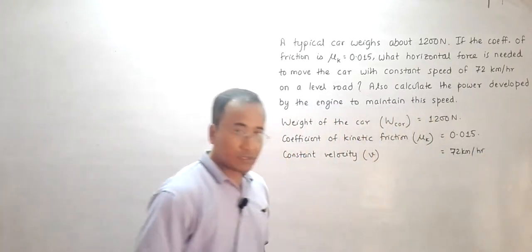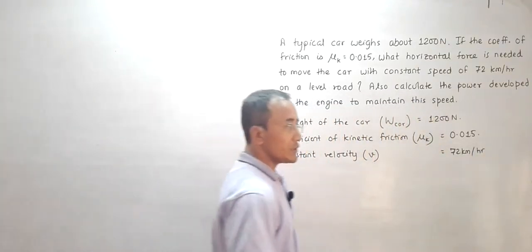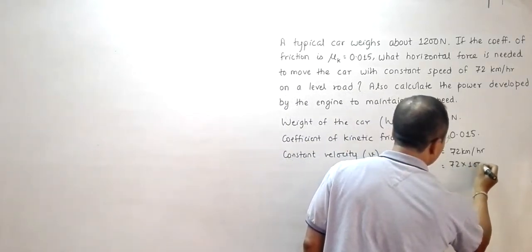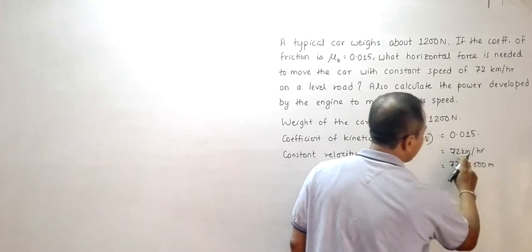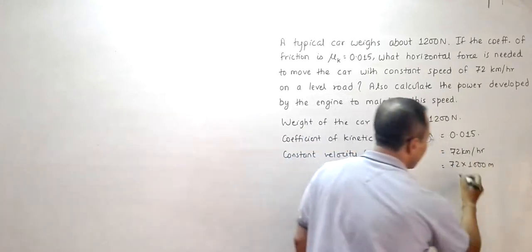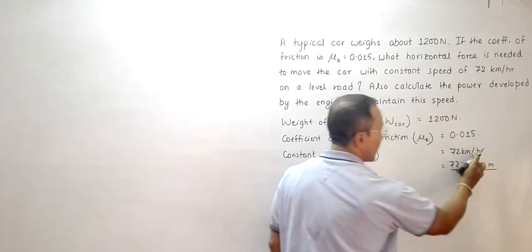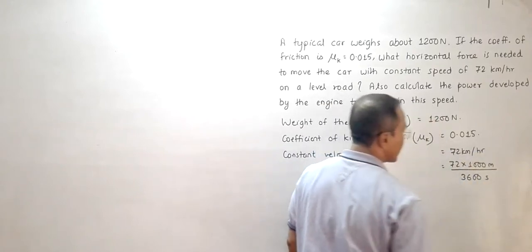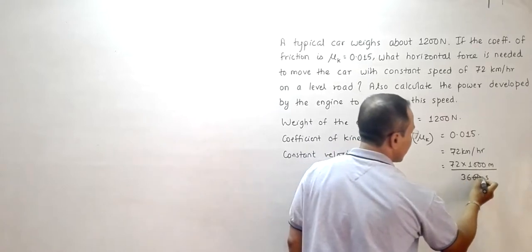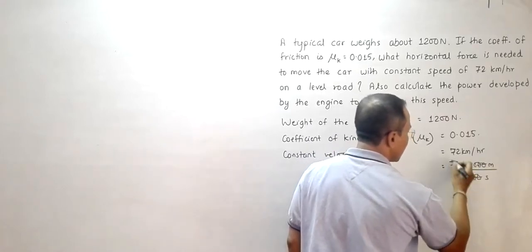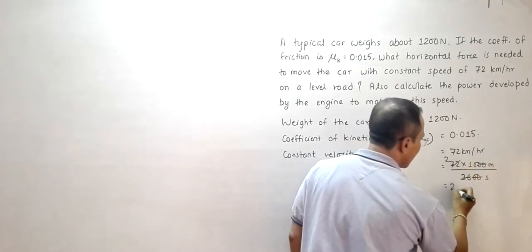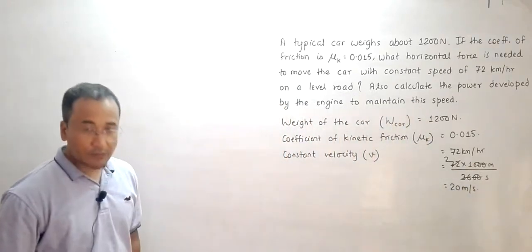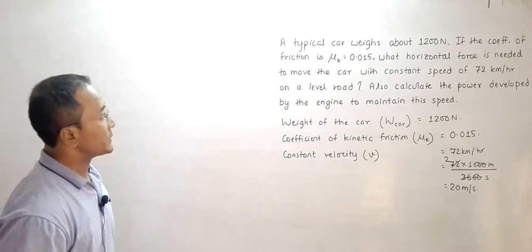If I change that into meter per second, it will be 72 into 1000 meter, so I have changed kilometer into meter, divided by 3600 seconds, which is 1 hour. So it will give us 20 meter per second. So the constant velocity of the body is 20 meter per second.